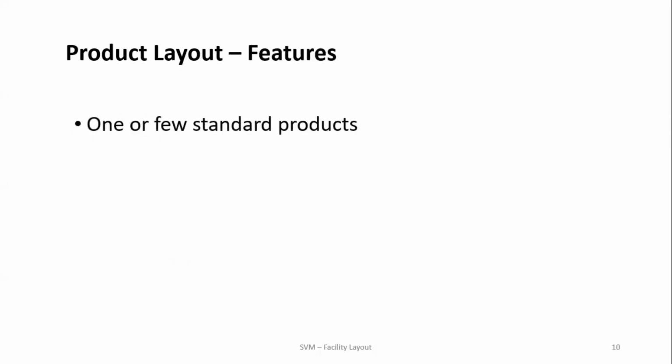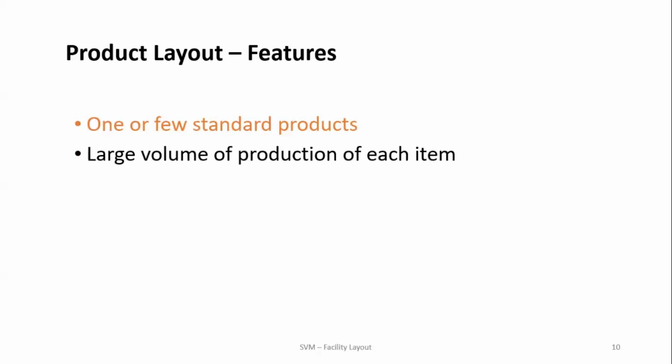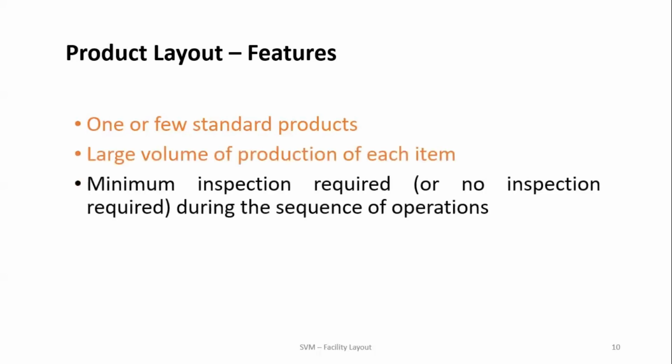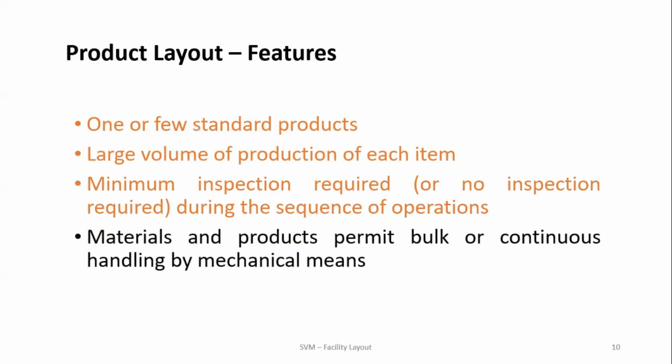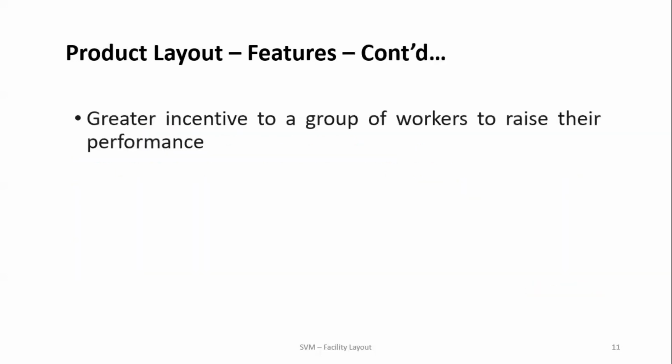What are the features of product layout? One or few standard products. In the diagram we saw, there are only two products. Large volume of production of each item. Minimum inspection is required because most product layouts will be automated, so sometimes you don't need inspection at all during the operations. Materials and products permit bulk or continuous handling by mechanical means. Greater incentive to a group. There it was individual, here it is a group or team of workers to raise their performance.